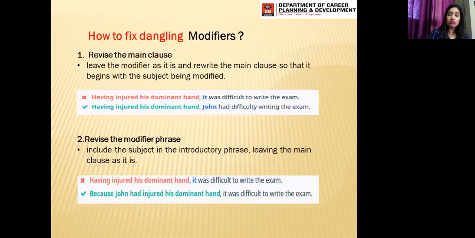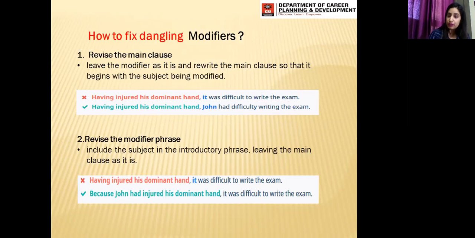Now, we know what dangling modifiers are, how to recognize them, and how to characterize them in the sentence, and now we are going to understand the solutions, the methods that we have to fix all these dangling modifiers. It's not that you have identified them and then you just keep them at bay; you need to work upon them.